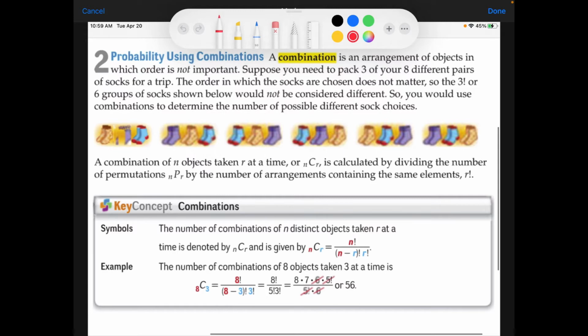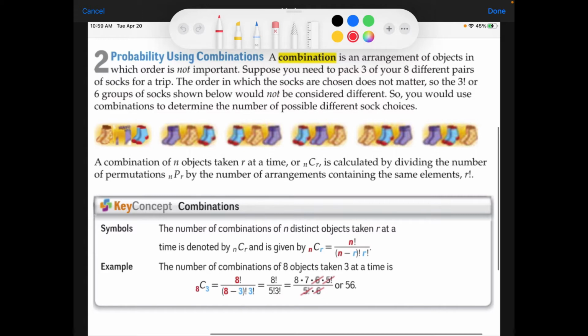Suppose you need to pack 3 of your 8 different pairs of socks for a trip. The order in which the socks are chosen doesn't matter, right? So 3 factorial, or 6 groups of socks shown below, would not be considered different. So you would use combinations to determine the number of possible different sock choices.